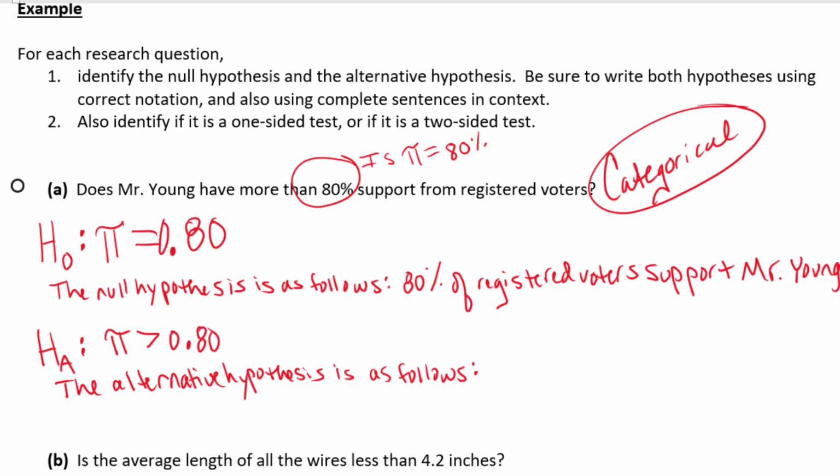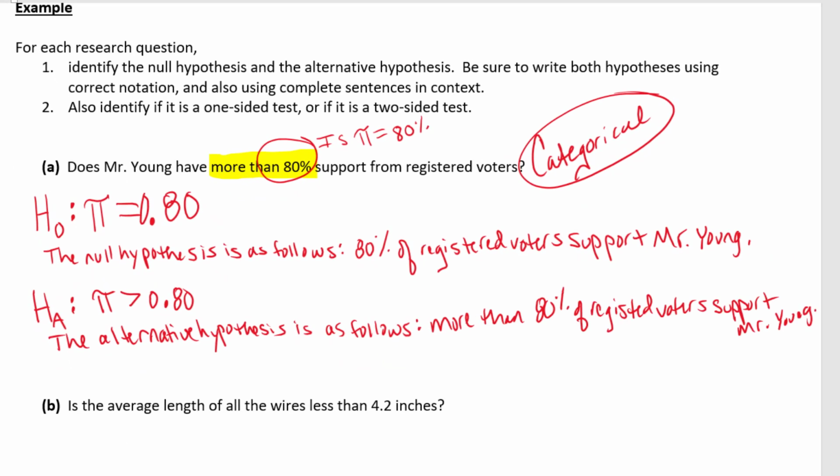Now, how do I know it's greater? Because the research question is phrased as wondering if Mr. Young has more than 80% support, wondering if pi is more than 0.8. So you get that less than or greater than or not equal to based on the research question. Now in context, it would read as follows. The alternative hypothesis is as follows. More than 80% of registered voters support Mr. Young.